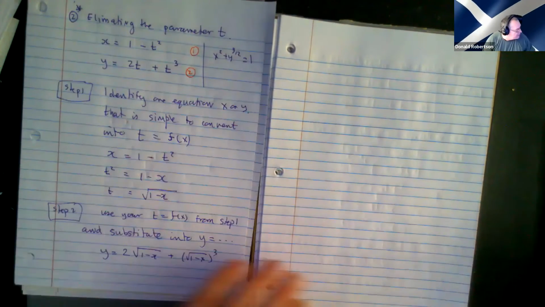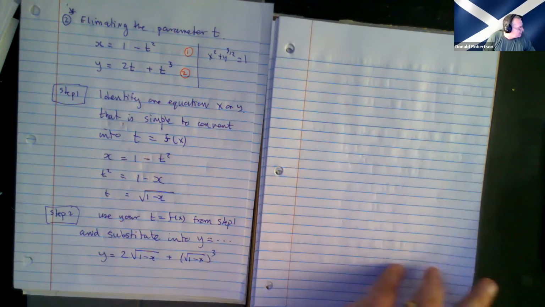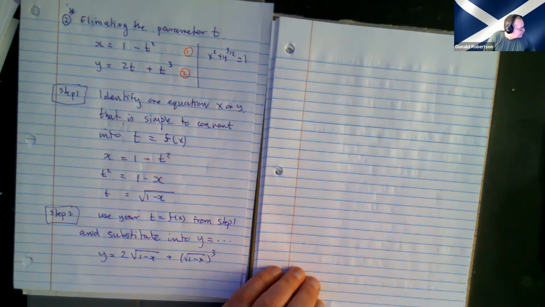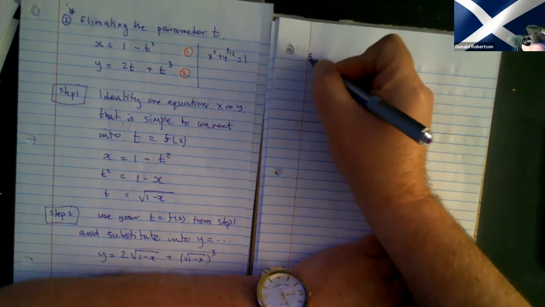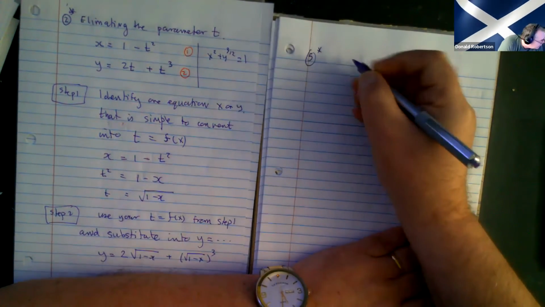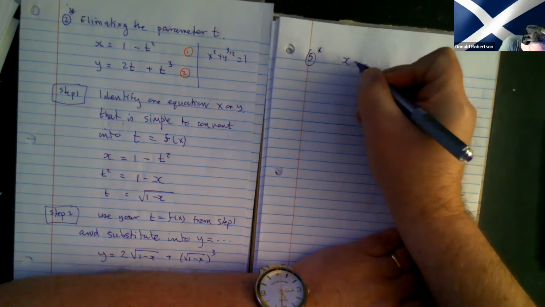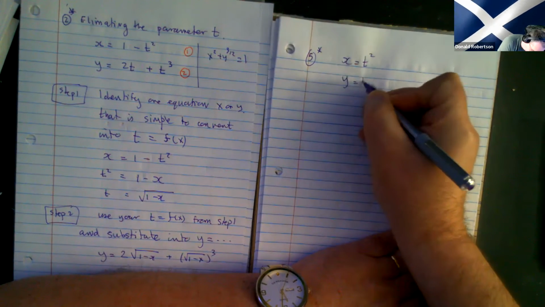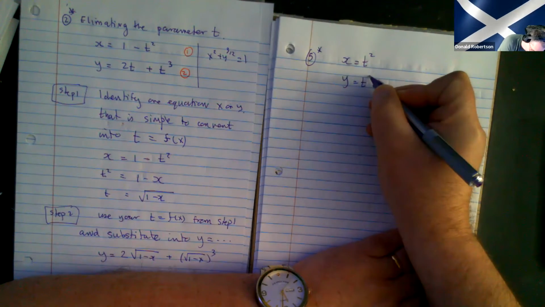So let's see if we can eliminate another one. Maybe we should pick this one for him. No, that's pretty similar. I won't do that one. Okay. This is a version of question 5. X equals t squared and y equals, in my case, t to the n.